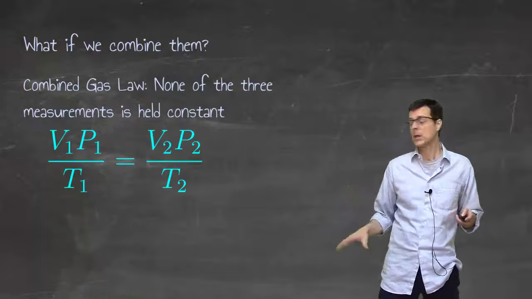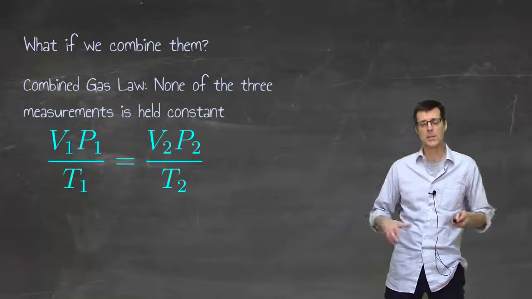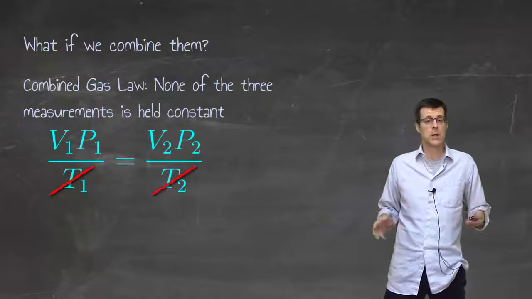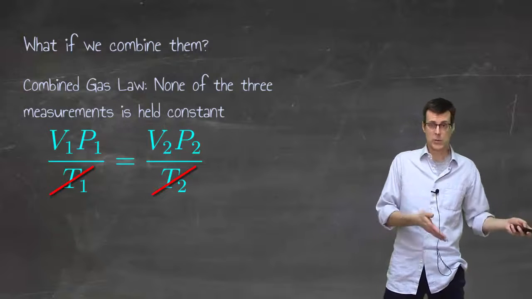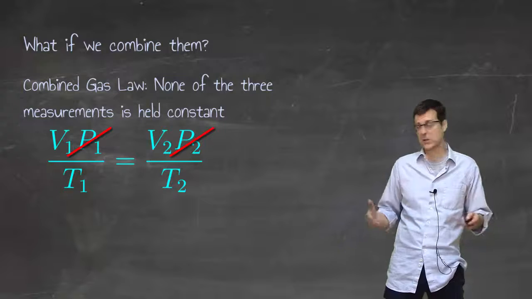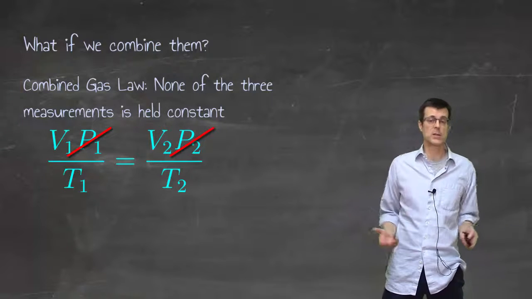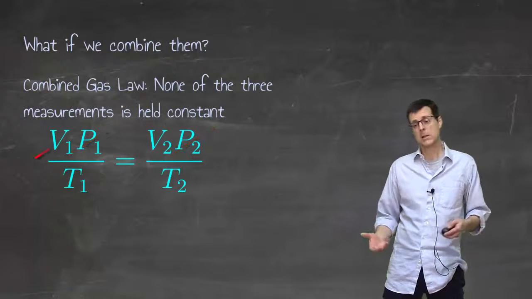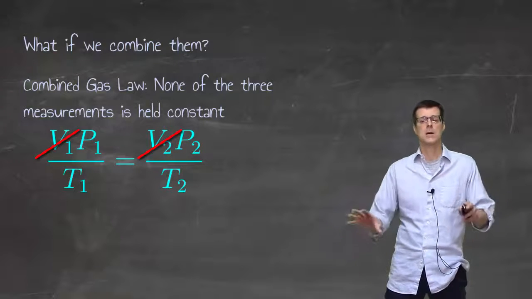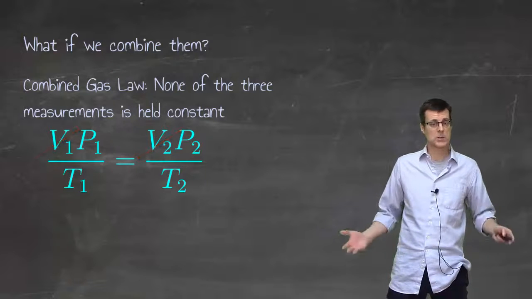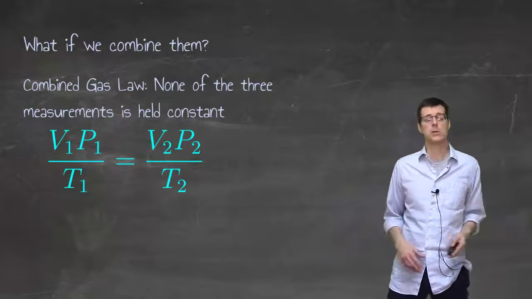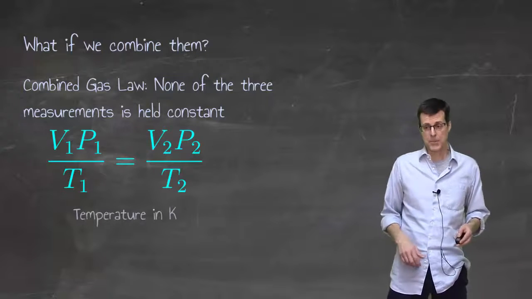If you look at the combined gas law, if you cover up or pretend that temperature is not there, then what you have is Boyle's law. If you completely ignore pressure in the combined gas law, then get rid of pressure and it reduces to Charles' law. And likewise, if volume is erased from the combined gas law, then it becomes the Gay-Lussac law. So the combined gas law is really just a combination of the other three.